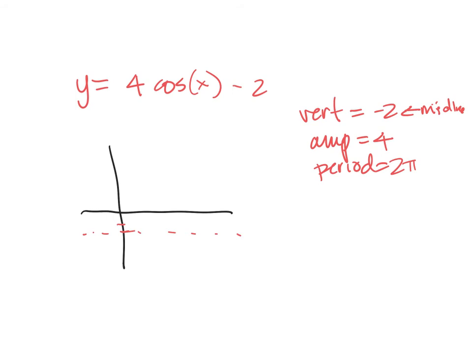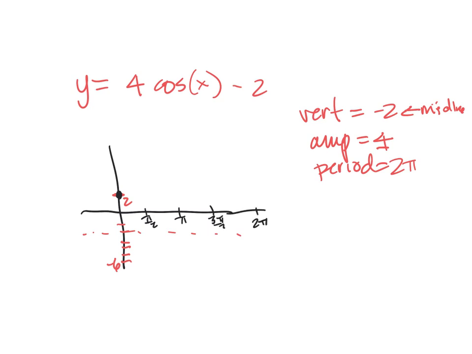So our amplitude, we said, was 4. So from negative 2, we're going to go up 4. 1, 2, 3, 4. So that's going to be at 2. And from negative 2, we're going to go down 4, so that's going to be at negative 6. Now, these are kind of the peaks and the valleys of the curve. So if you remember from the cosine, we are starting at that high value. And let's put those in again: pi over 2, pi, 3 pi over 2, and 2 pi.